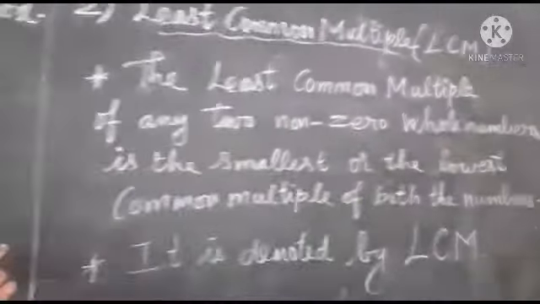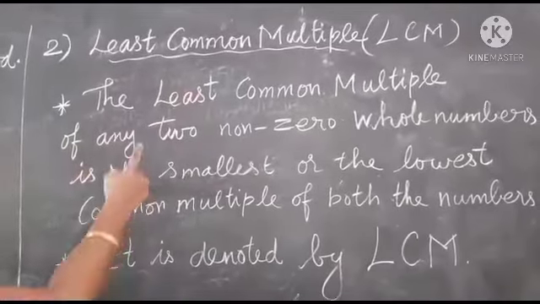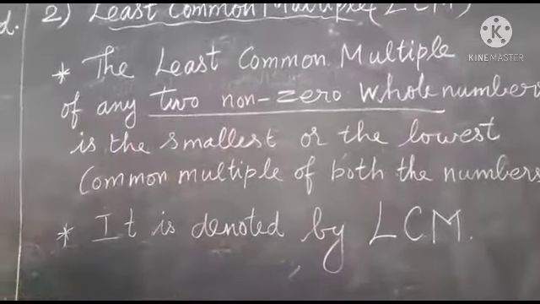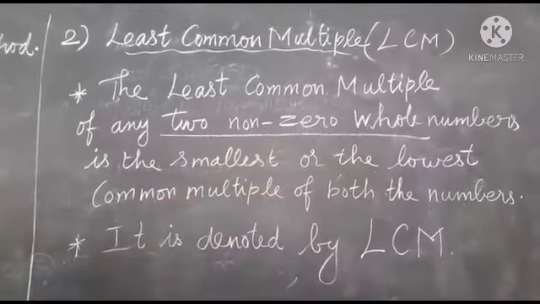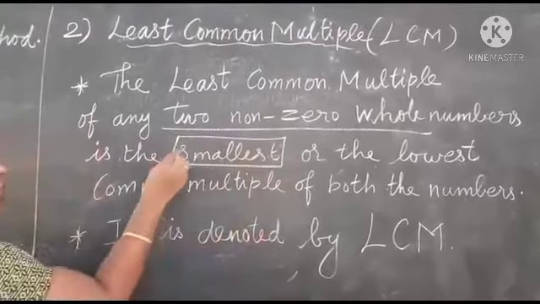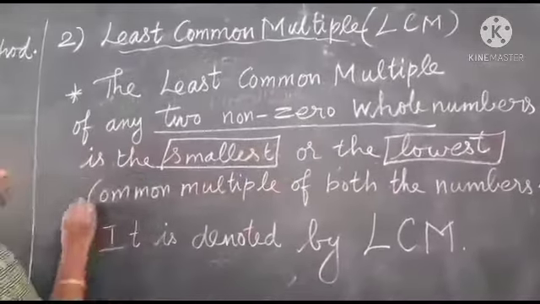Next, least common multiple. So what is the meaning of least common multiple? See here, the least common multiple of any two non-zero whole numbers. Without 0 we are having a whole number. So for any two non-zero whole numbers, it is the smallest. It is very important, children. Smallest or the lowest of the common multiples.